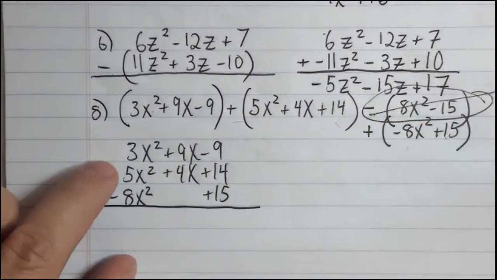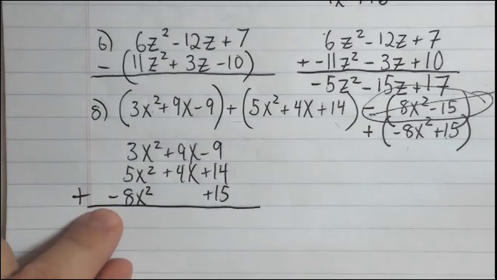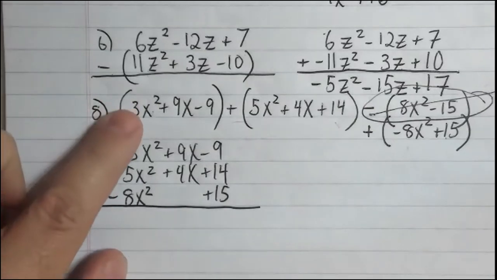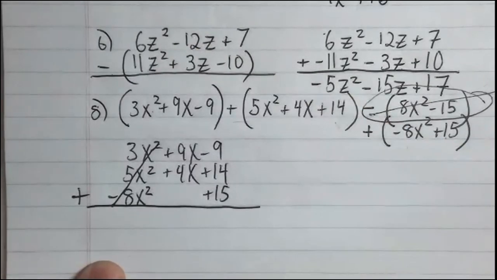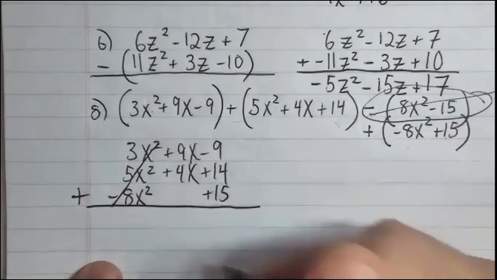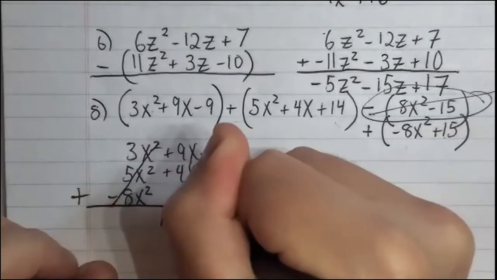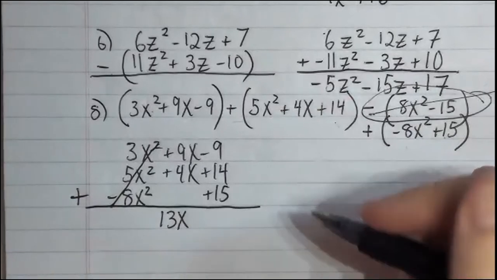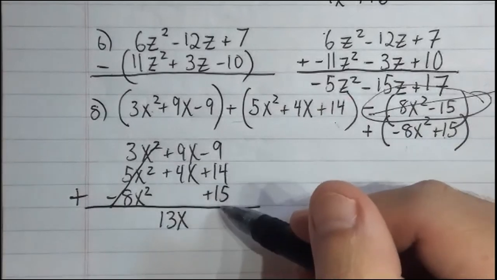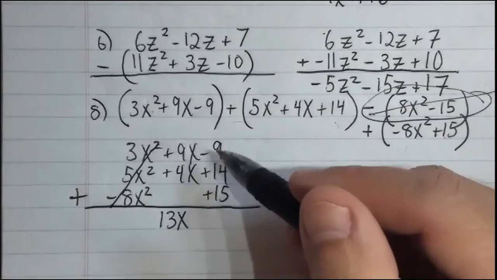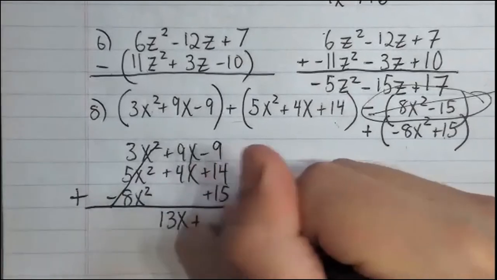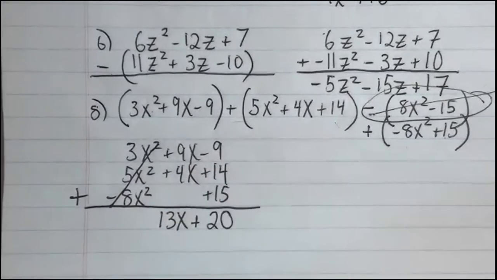So again, 3 plus 5 would be 8, but then I'm subtracting 8, right? So it's 8 minus 8. So what's going to happen to all these x squareds? They're going to cancel out. 9 plus 4 gives me 13x. And then I'm adding these together. Probably add these 14 and 15 together, give me 29. And then it's 29 minus 9 will give me plus 20. So that would be the answer to that type of problem.